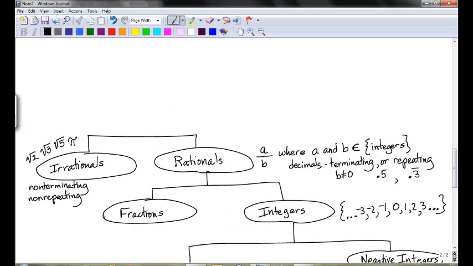Now, if we put the irrationals and the rationals together, we end up with what they call the real numbers. The reals are all the numbers on the number line. The reals are what you worked with in geometry and Algebra 1.